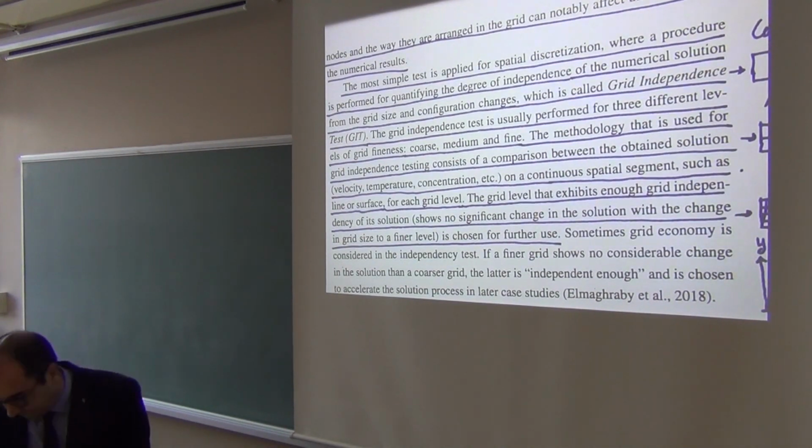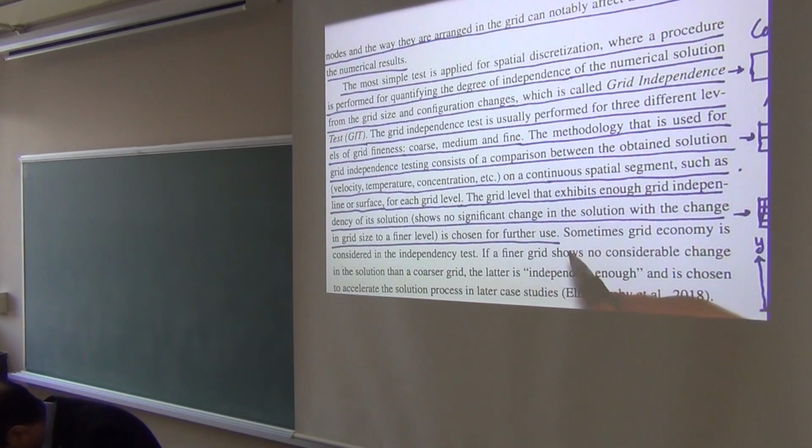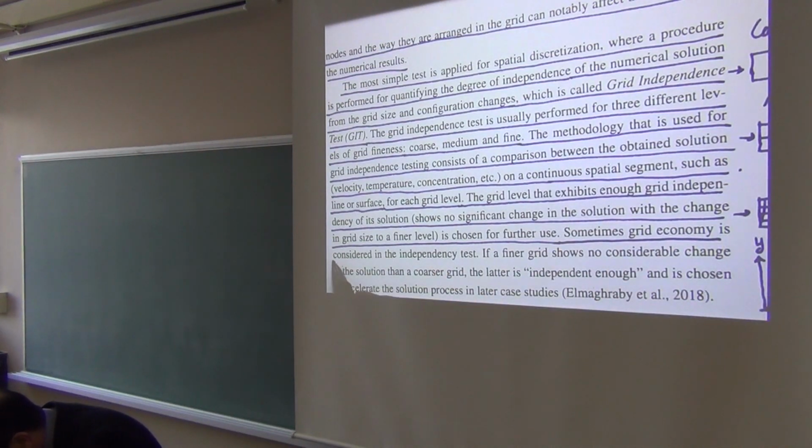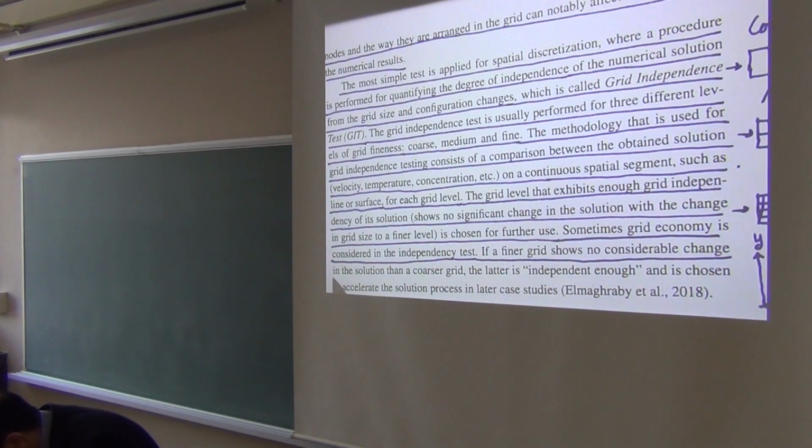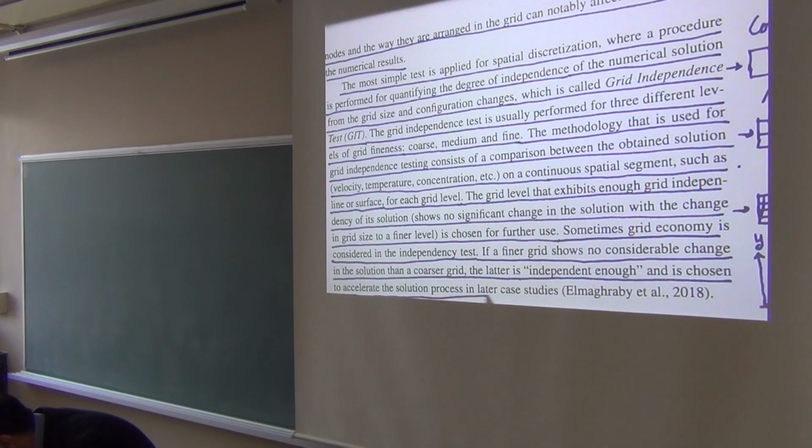Sometimes grid economy is considered in the independence test. If a finer grid shows no considerable change in the solution than a coarser grid, then the latter is independent enough and is chosen to accelerate the solution process for further study.